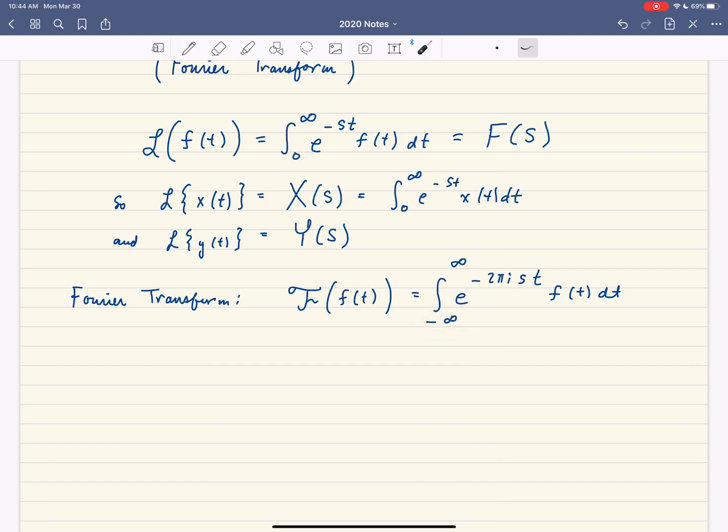E to the negative 2 pi i st, remember, is really a complex valued function, right? Remember, e to the i theta is cosine theta plus i sine theta. So what we're really doing is integrating our function f against this e to the negative 2 pi i st. And so we're going to integrate f against cosine and sine functions. So at a certain level, the Fourier transform has to do with taking our function f and interpreting it using sine and cosine functions. And I'm going to leave that as a mysterious comment because I want to move on.